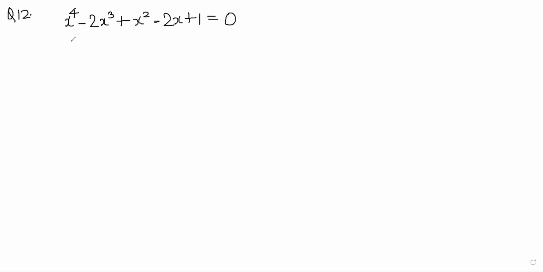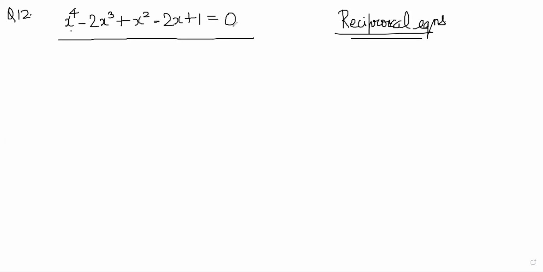So this is a standard trick. The reason I'm giving this question is because I want to talk about reciprocal equations. Reciprocal equations are such that the coefficients which are equidistant from both sides, the first coefficient and last coefficient, second coefficient and second last coefficient, are both equal, right? So that is a reciprocal set of equations.